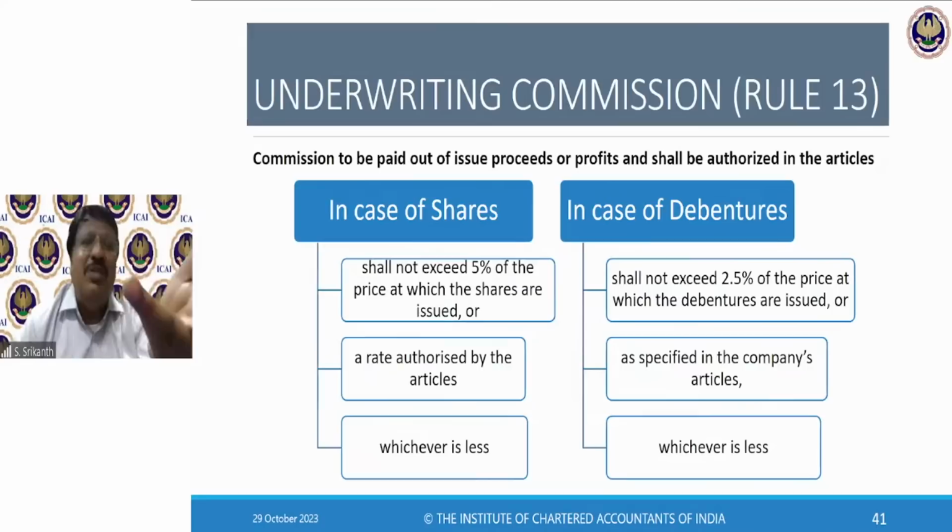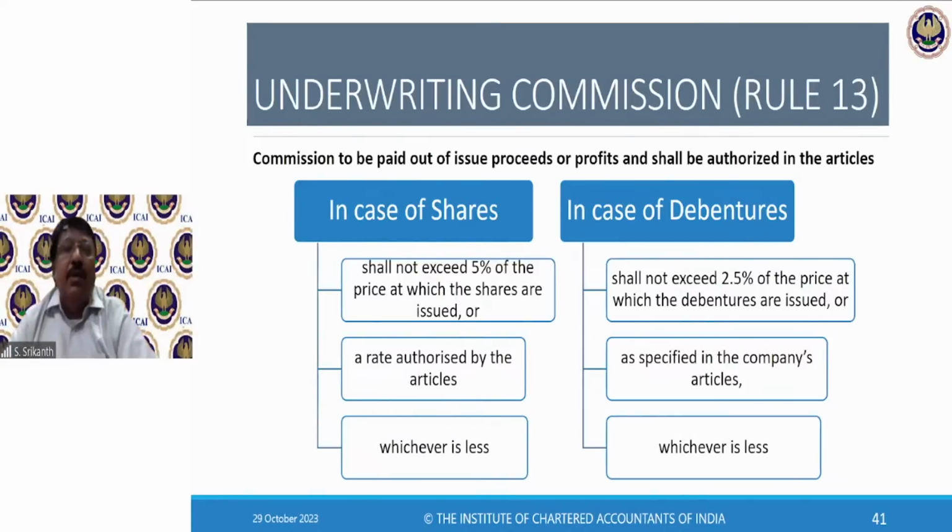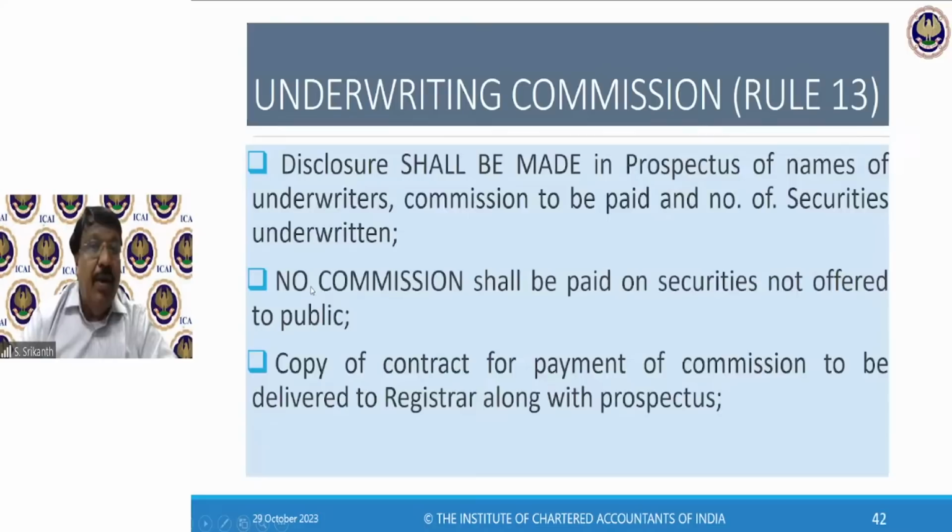This could be a multiple choice question. They could give you an example and ask you which is the correct one. You have to write it. Same thing in case of debentures, it is not 5%, it is 2.5% on the price or what is specified in the articles, whichever is less. Okay, fairly simple topic. Now you know who is an underwriter, etc. When you come to minimum subscription, you will further understand this. Also, in the prospectus, you should disclose the names of the underwriters, the commission to be paid, the number of securities, etc.